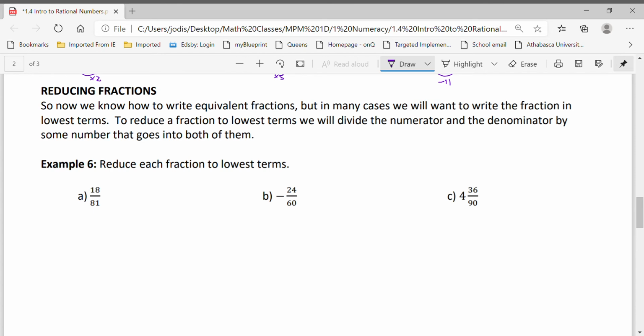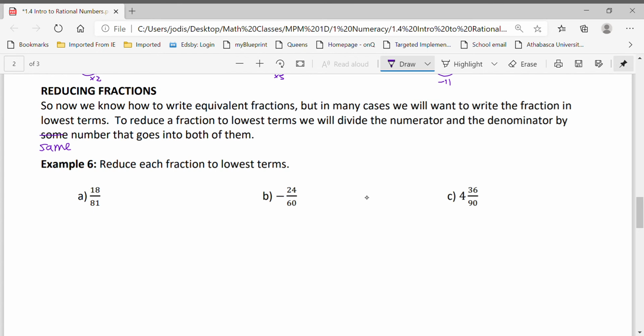So to reduce a fraction to lowest terms, we're going to keep dividing the numerator and the denominator by the same number that goes into both of them. So we're going to try a couple examples here. So we're going to reduce each fraction to lowest terms.